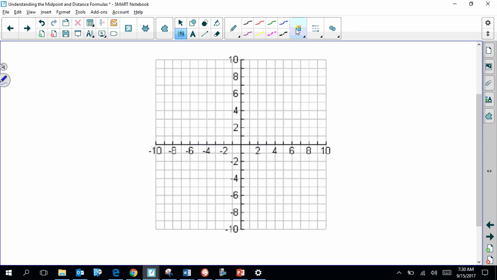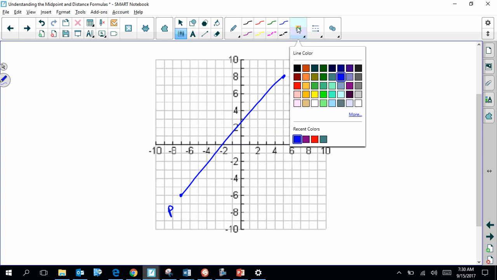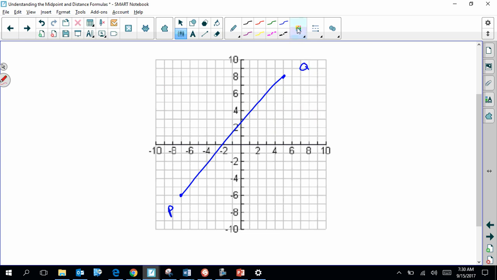The midpoint investigation gives us a point P at -7 and -6. And then I have point Q at 5 and 8. So Q and P, and we got something like that. One of the things your investigation tells you to do is to take your straight edge and draw some dotted vertical lines between your 2 points.